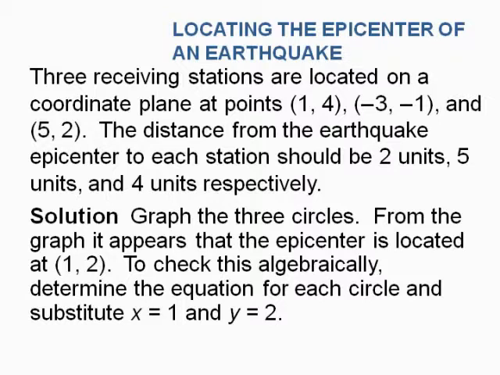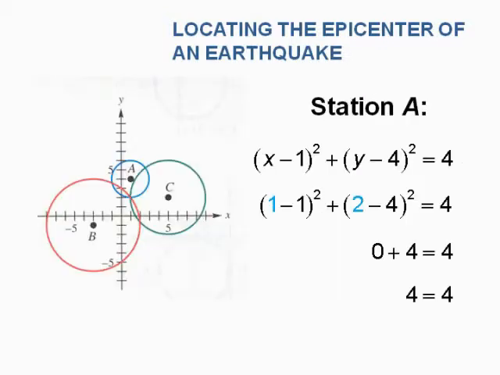And we're going to check this algebraically by substituting in 1 for x and 2 for y. So notice here is station A, that's our small circle there. Now notice that its center is (1, 4), and you can look back on the problem and it says that. And the radius on this one would be 2. All right, so there is the first station's graph.